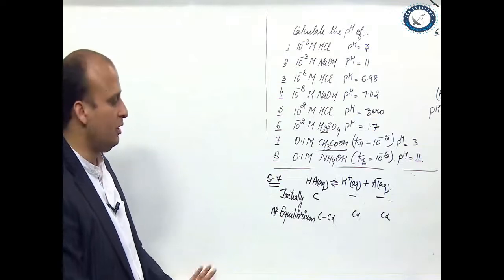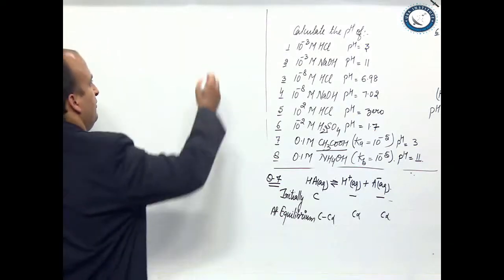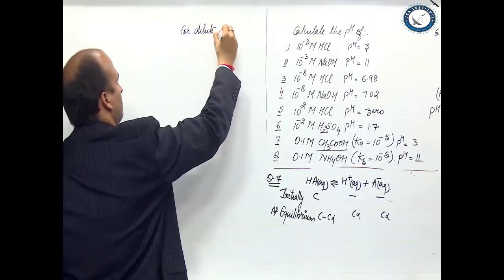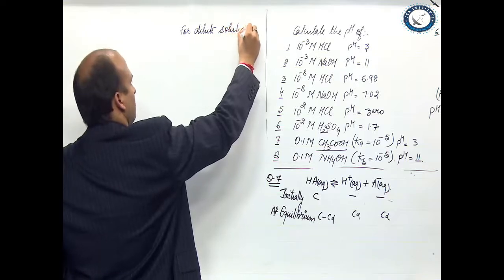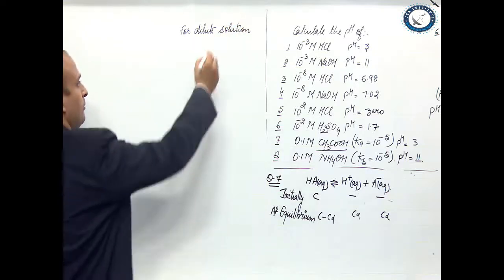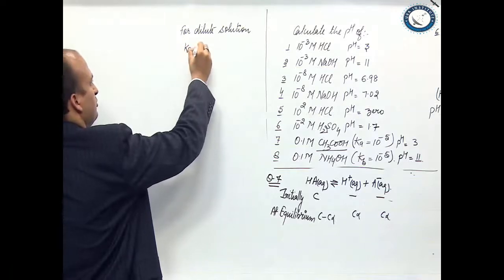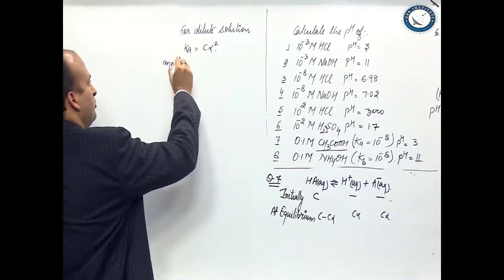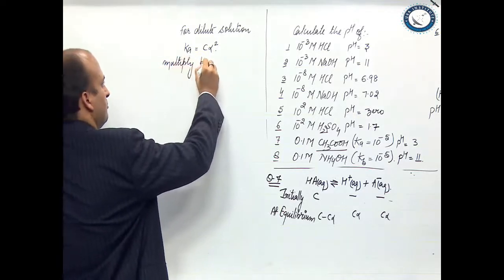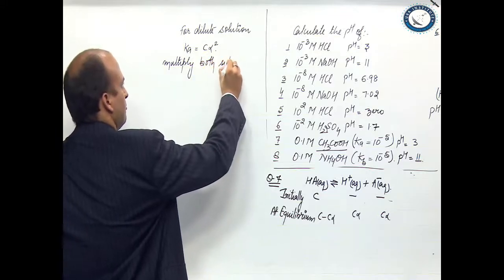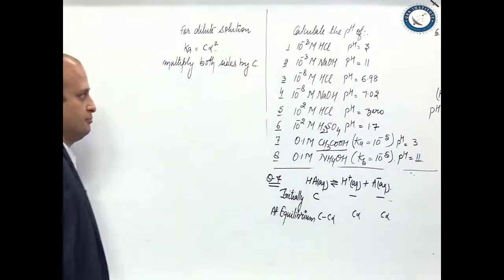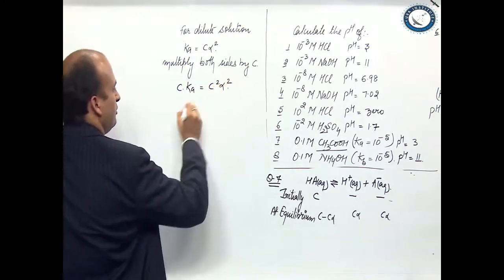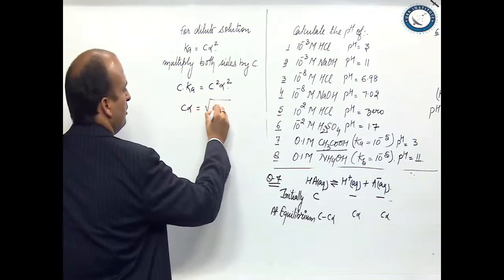Agreed? Now see, my dear friends, since we are talking about dilute solutions, for dilute solution, the Ka is equal to C alpha square. Agreed? Now what I'll do is multiply both sides by C. So this becomes C Ka is equal to C square alpha square, or C alpha is equal to under root of C Ka.